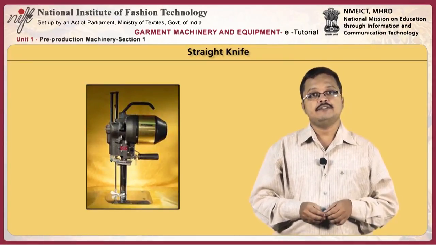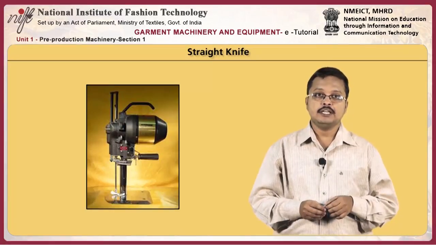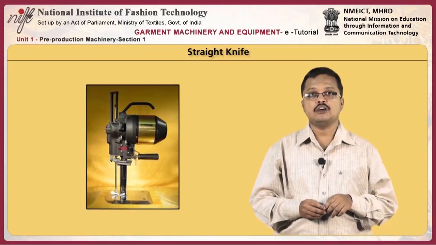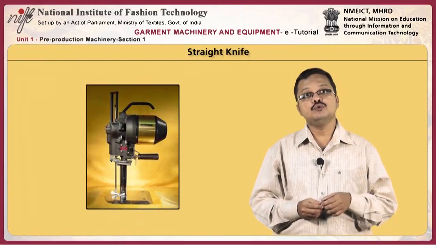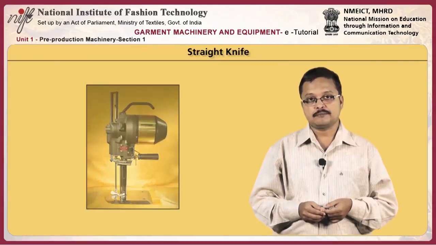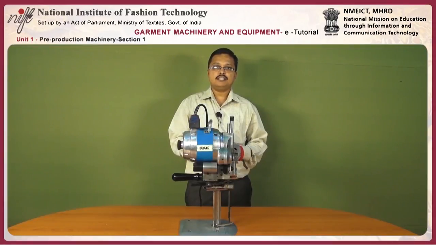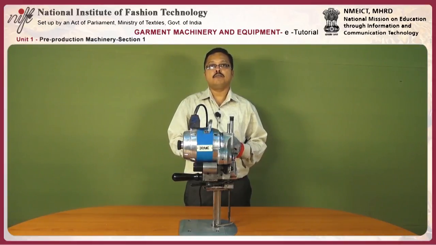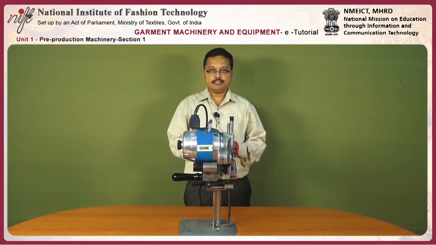The straight knife is also available in varying speeds, allowing the same machine to be used for natural or thermoplastic fabrics. This is a straight knife cutting machine. This machine is used to cut in bulk fabric lay in an apparel manufacturing unit.